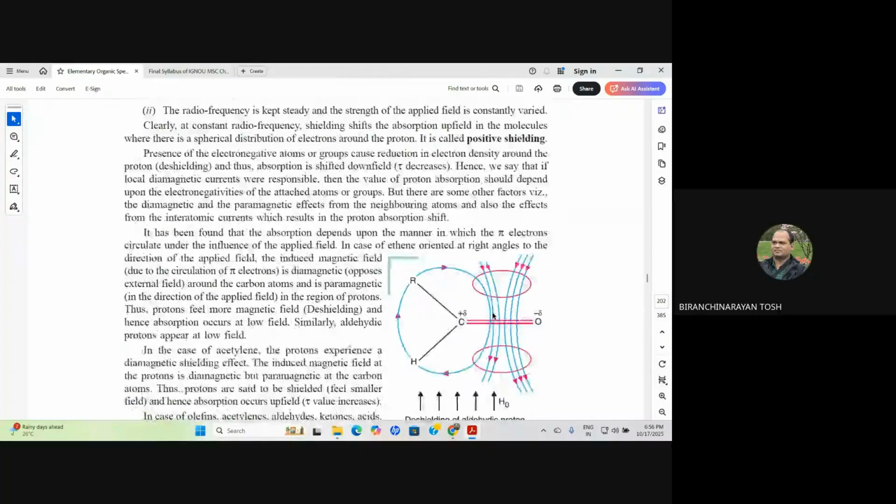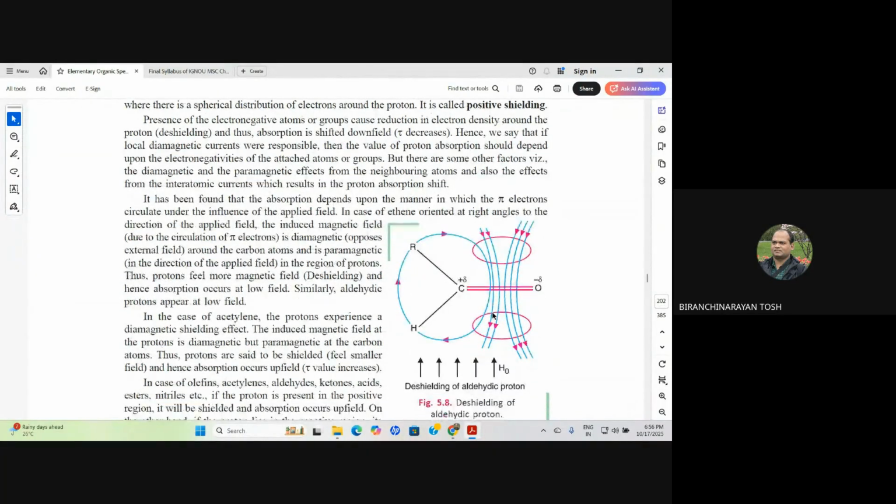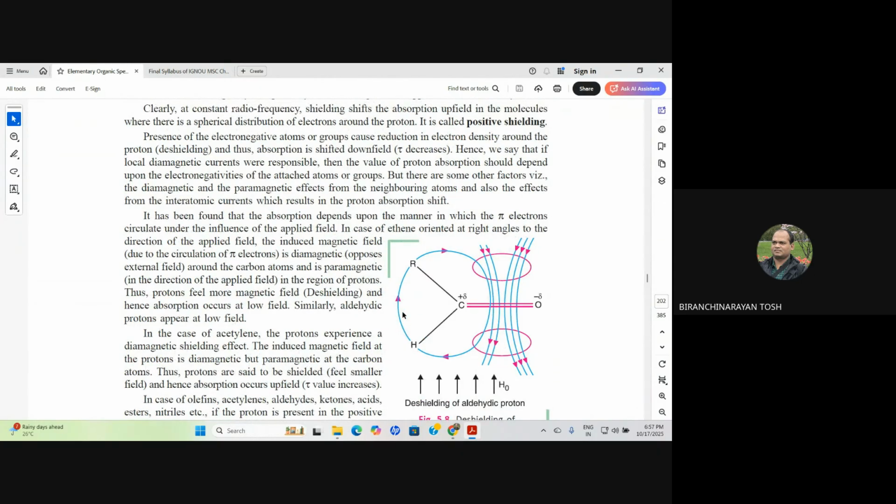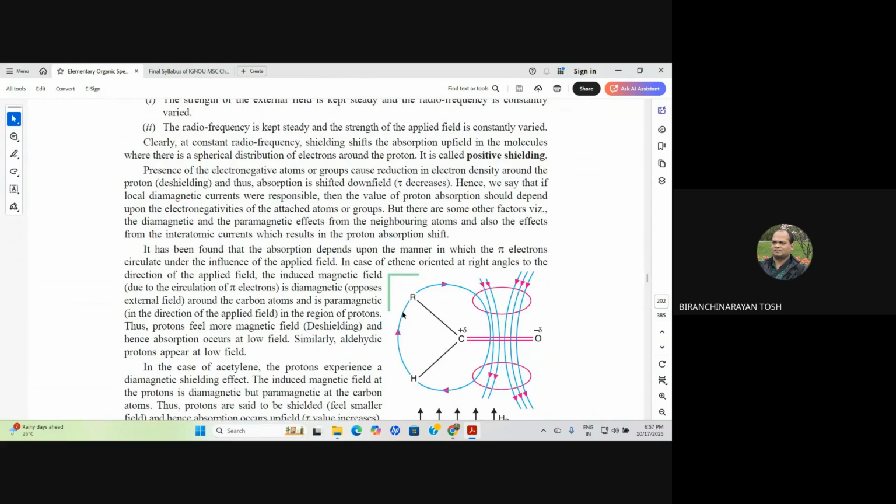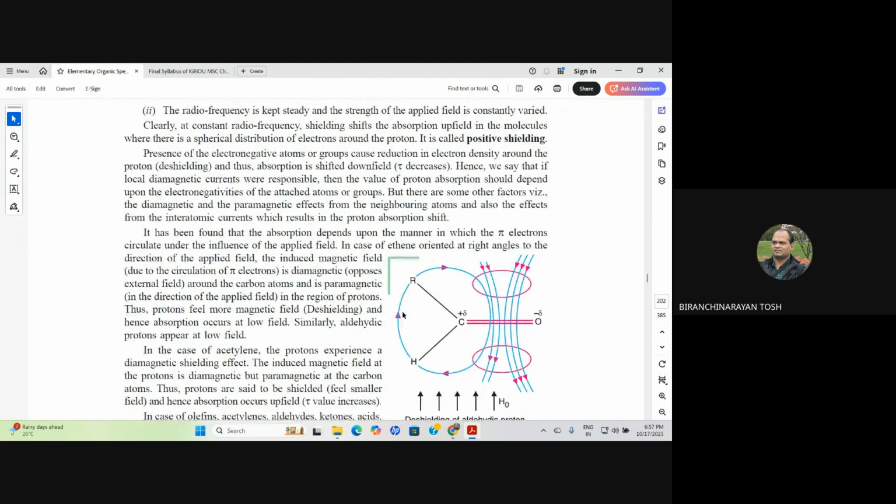Now let us see the carbonyl compound. How deshielding of the aldehydic proton takes place: this is the aldehyde proton, with R as any alkyl group. Here is one proton and here is the carbon oxygen double bond. So how the deshielding occurs, you see. This is the magnetic field of the proton due to the electron, and this is the magnetic field direction.